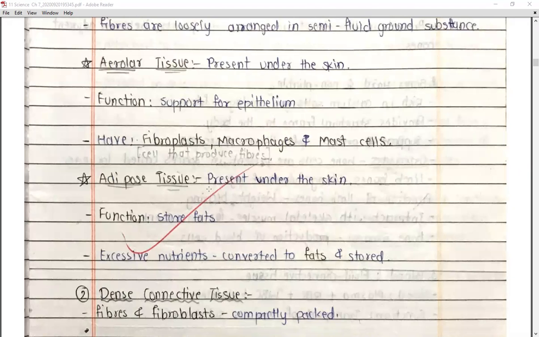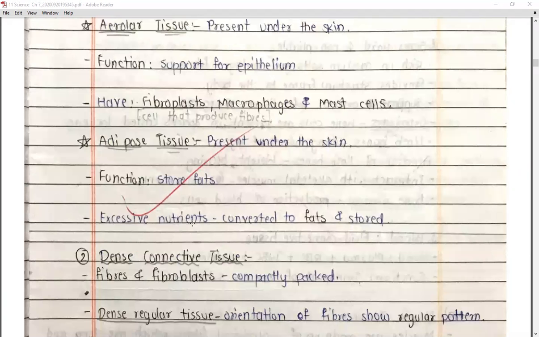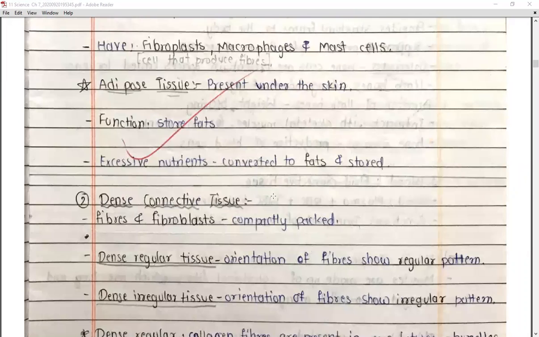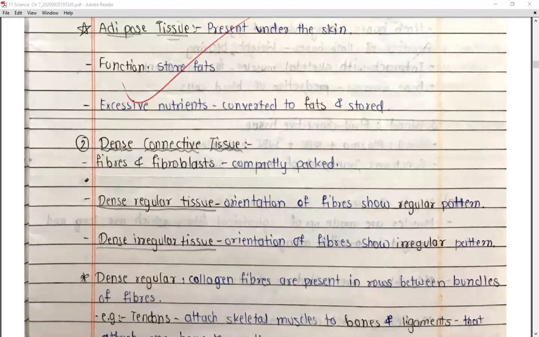Second is adipose tissue. It is also present under the skin, and the function of this tissue is to store fats, right? Excessive nutrients are converted to fats, and they are stored in the adipose tissue. The second type is the dense connective tissue. In the dense connective tissue, the fibers and fibroblasts are compactly packed with each other. The fibroblasts form the fibers, as well as several fibers being present, and these two are compactly packed with each other.